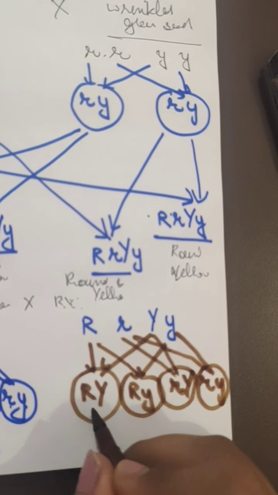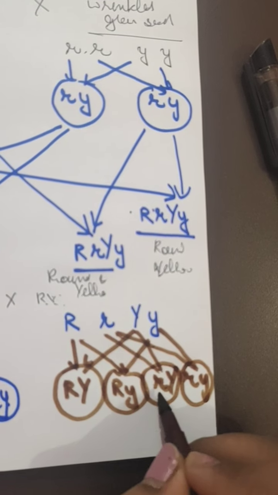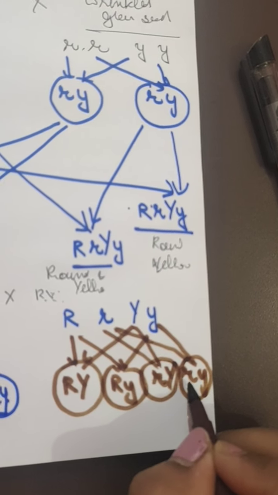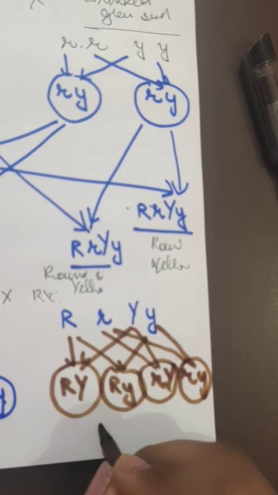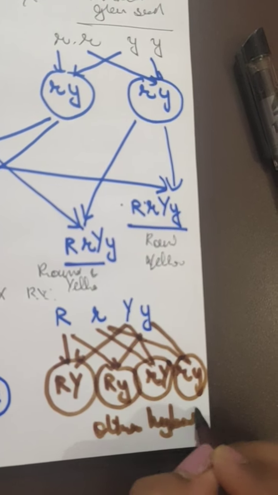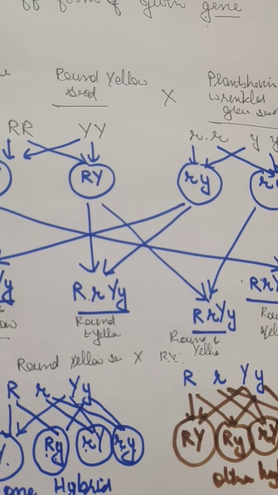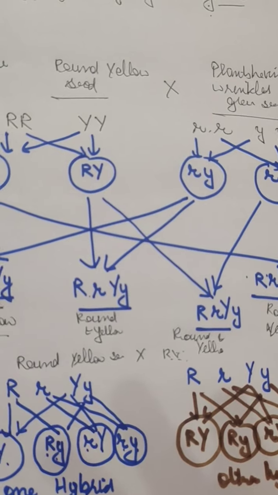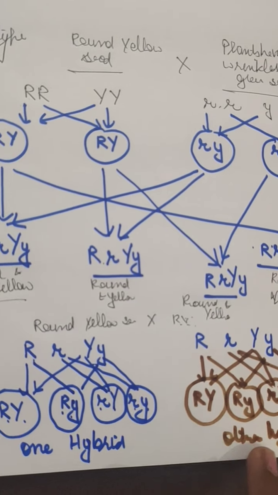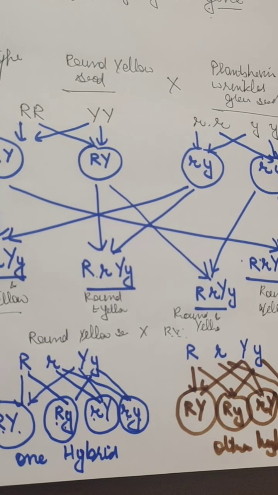So this is capital R and capital Y, capital R and small y, small r and capital Y, and small r and small y. So the other hybrid. Now we have got these gametes, and the next generation will be produced by the fusion of these gametes. If we do the fusion like this, it will become so messy.